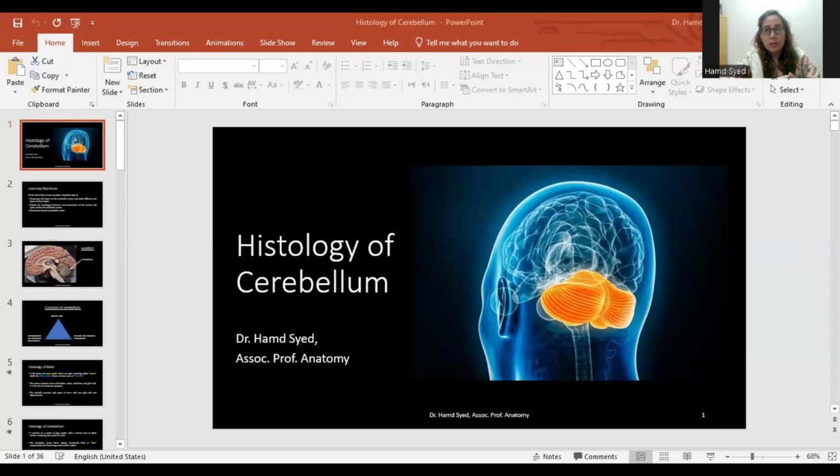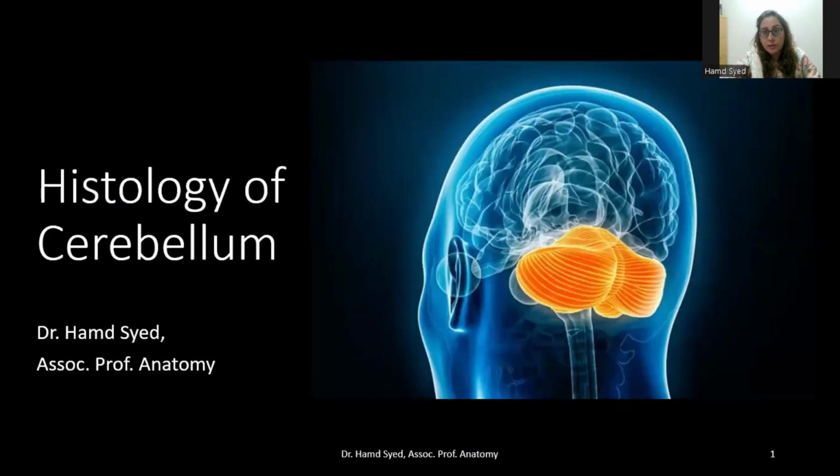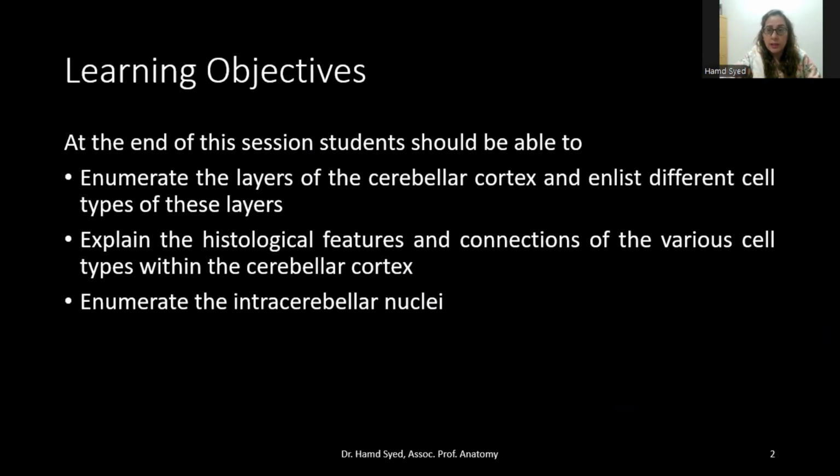Now, you know the cerebellum is an important part of our brain. We can say it is the smaller version of our cerebral hemispheres. It is located in the posterior part of the skull, and this is a very important organ because the cerebellum helps us in coordinating the voluntary movements and also maintaining our equilibrium and posture.